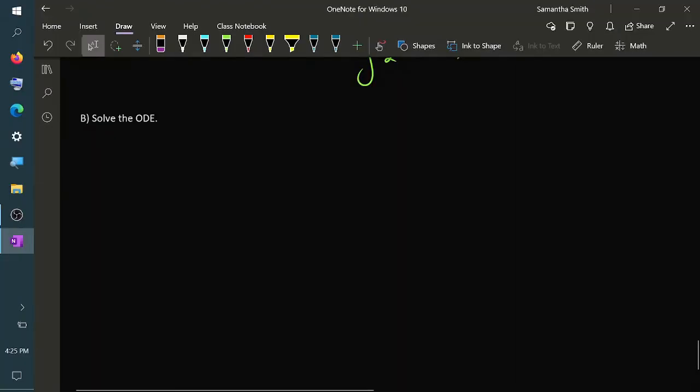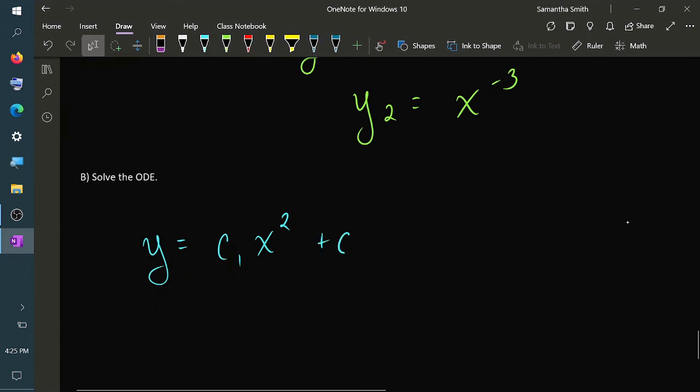Now that we've obtained two linearly independent solutions, we can describe the general solution to the ODE: some number times the first solution, x squared, and then some number times the second solution, x to the minus 3. Any solution to the differential equation must have this form. That concludes today's material.